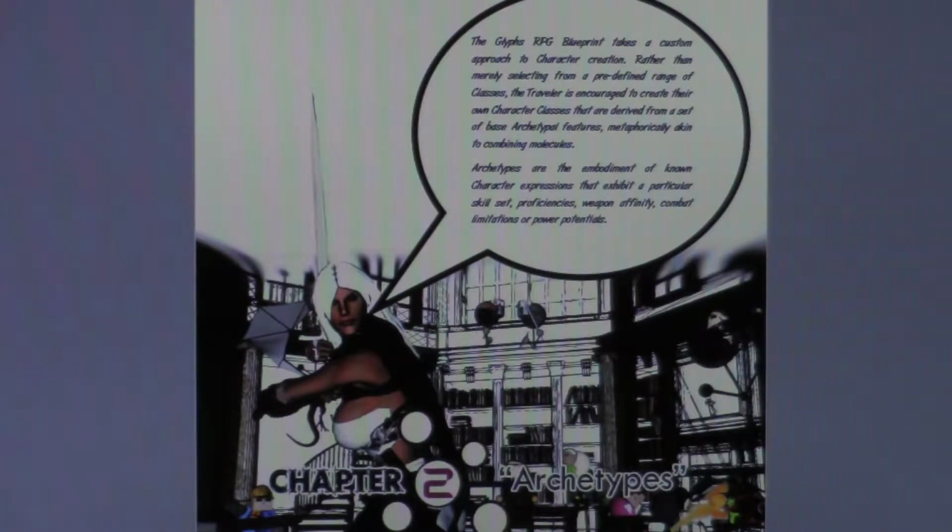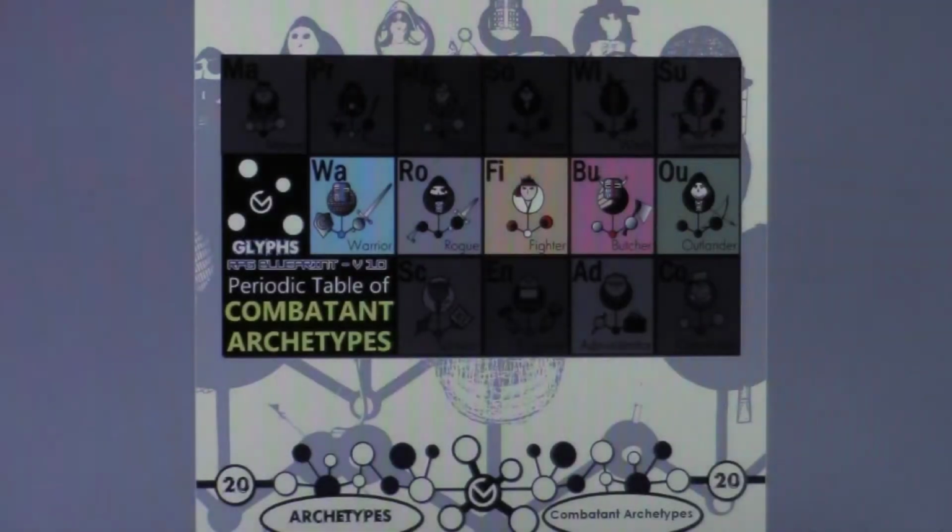So in Glyphs, we look at classes in three different ways. Your first types are your combatant archetypes. Your second, and third would be your uncanny archetypes, or your magic users, your power users, etc. So those are the three types that we look at. Okay, so we're going to do a quick overview here and take a look at the periodic table of archetypes.